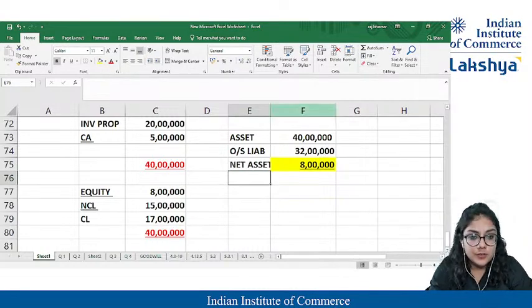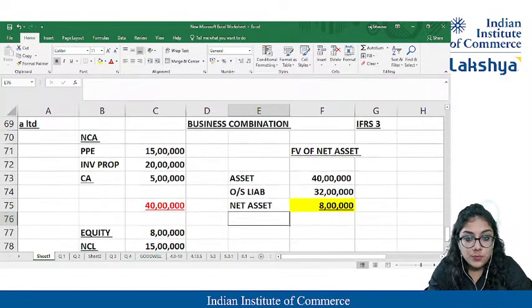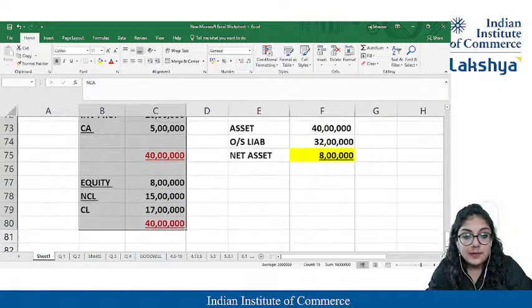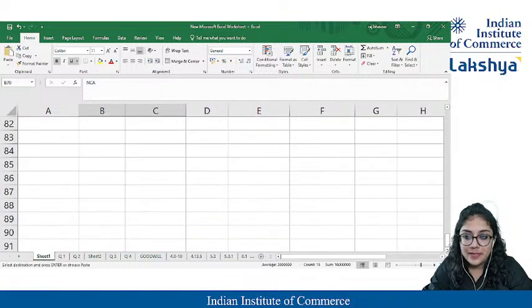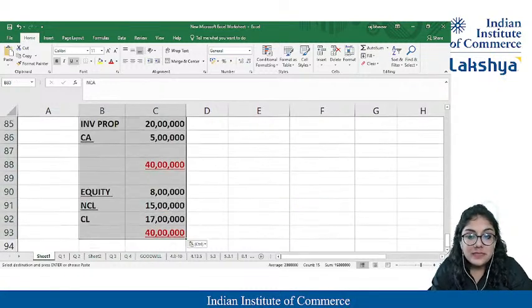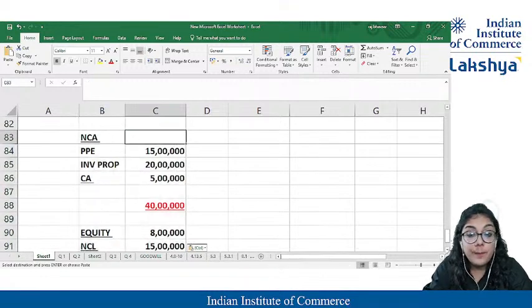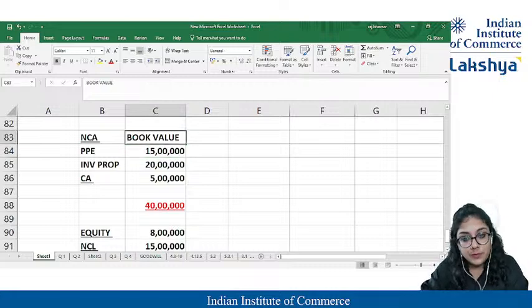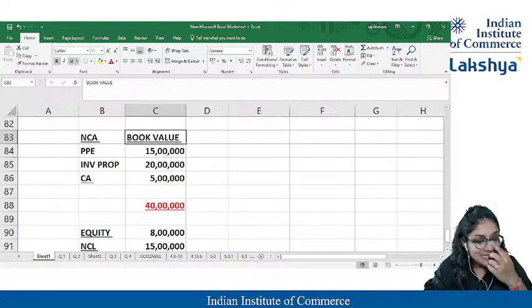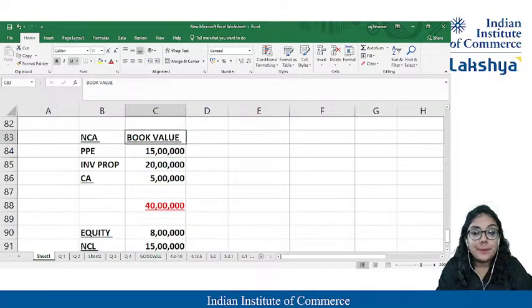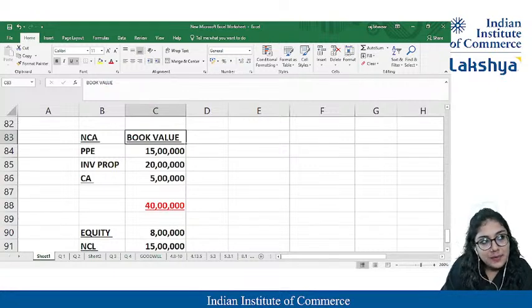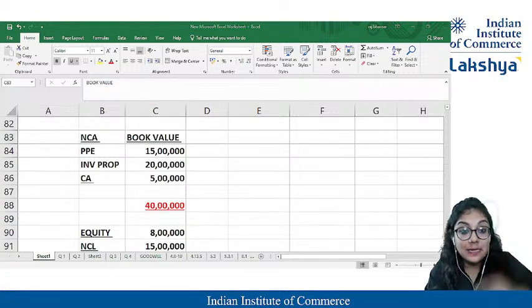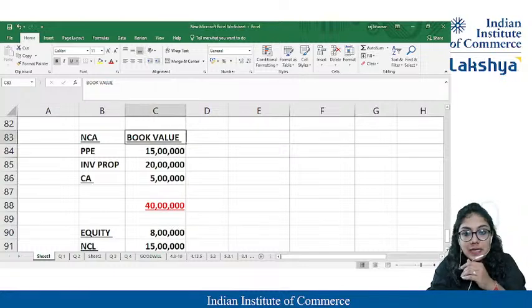Now these amounts which have been shown, I'll just copy and paste over here. Whatever amounts they have shown, it's the book value of that company, or their carrying amount. That company's carrying amounts are shown like that. But do you think they will be ready to sell their company at the carrying amount? No. They'll say, no ma'am.